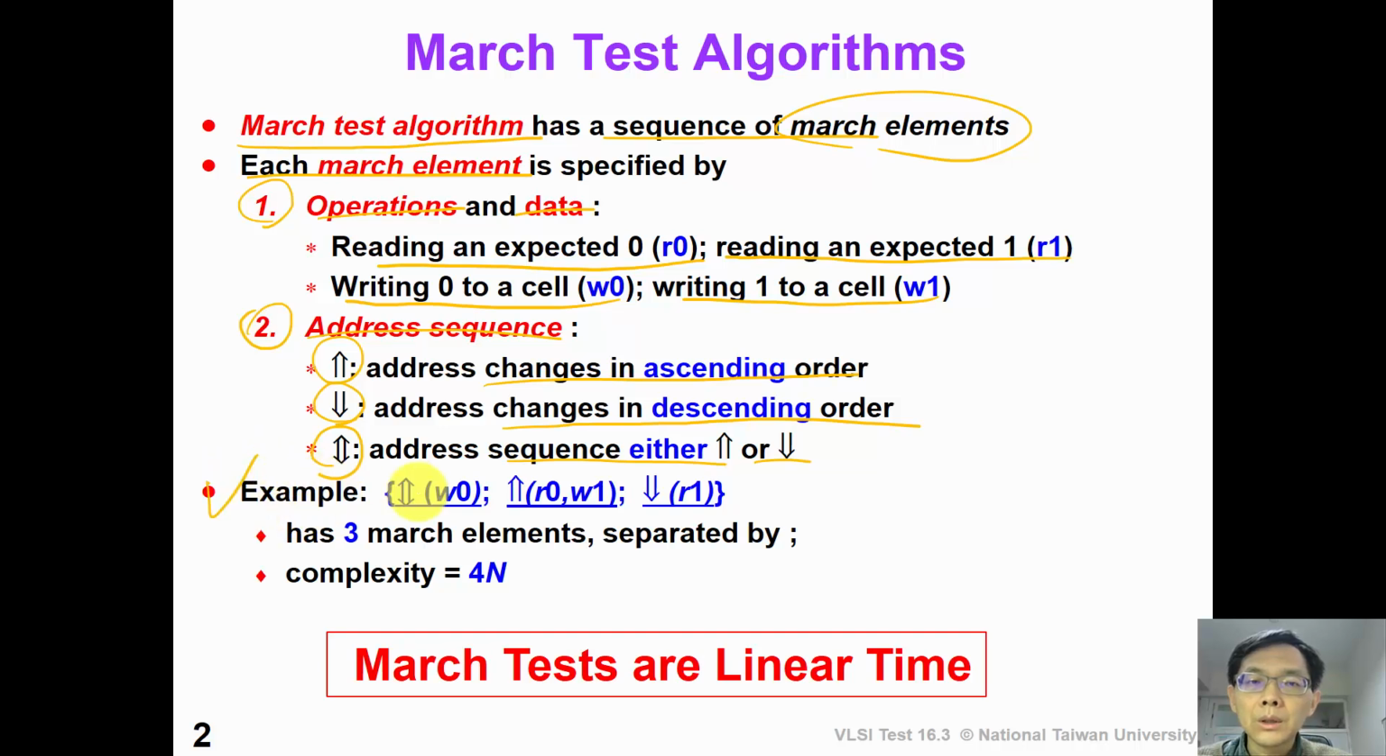For example, this is a simple March test algorithm. This test algorithm has 3 March elements. Each of them is separated by a semicolon symbol. The complexity of this March test is 4n because we have 2 writes and 2 reads for each cell. So, in summary, March test is a very good, efficient test for memory that can be done in linear time.